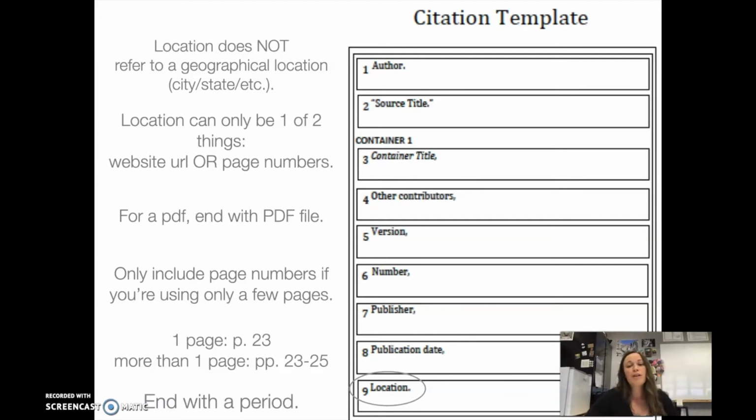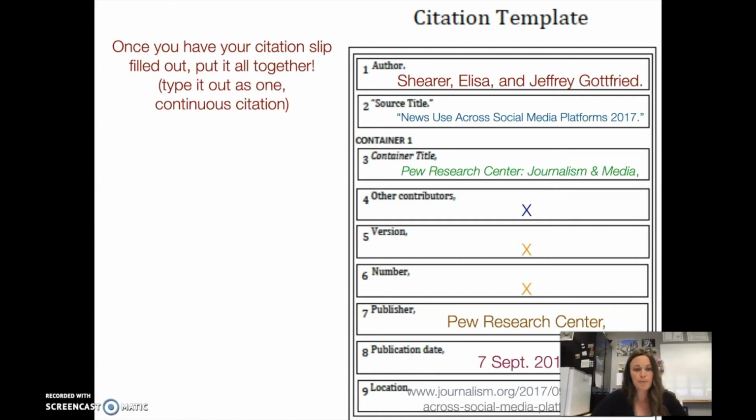One thing that's important is that every citation on your Works Cited page needs to end with a period. You have to end every citation with a period. Once you have your citation slip filled out, you'll put it all together. You'll type it out as one continuous citation.